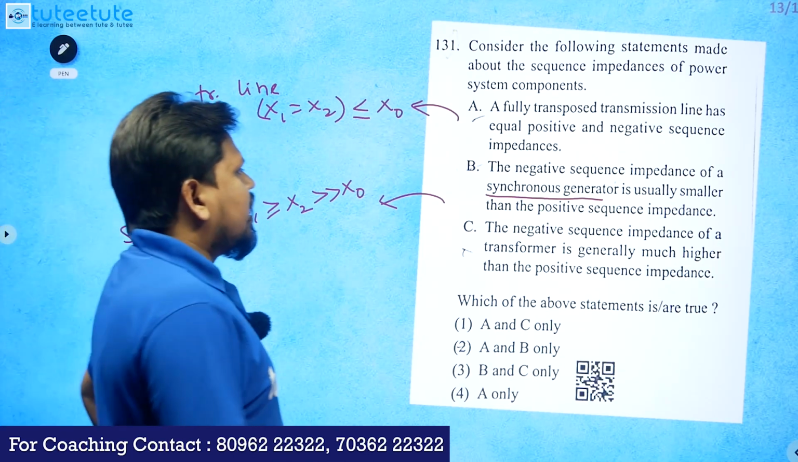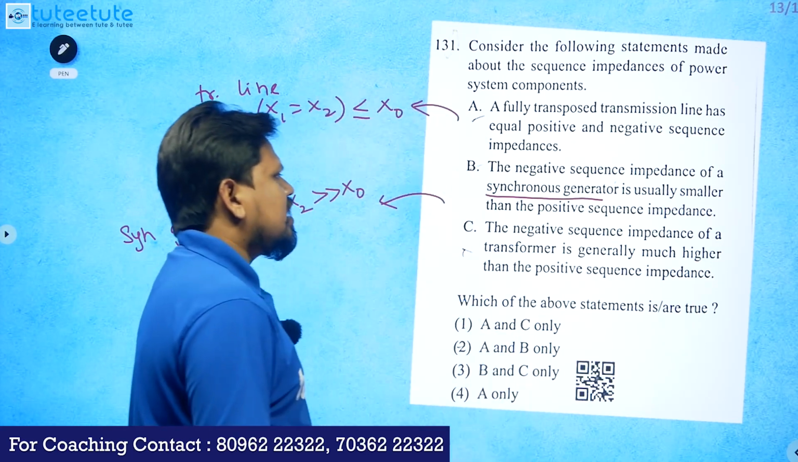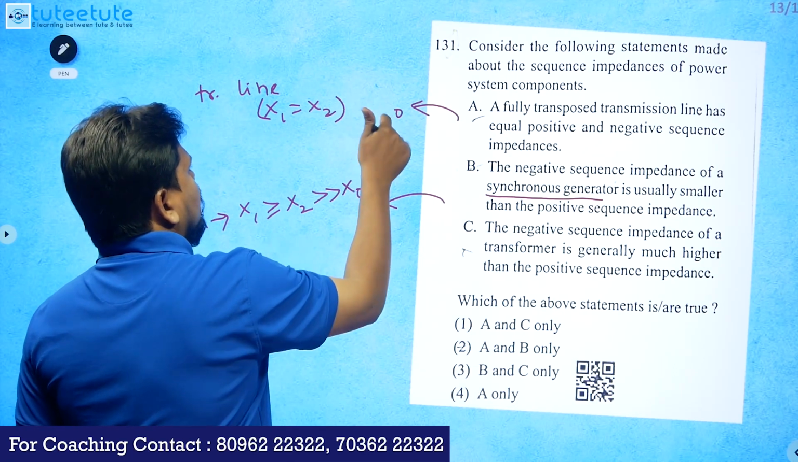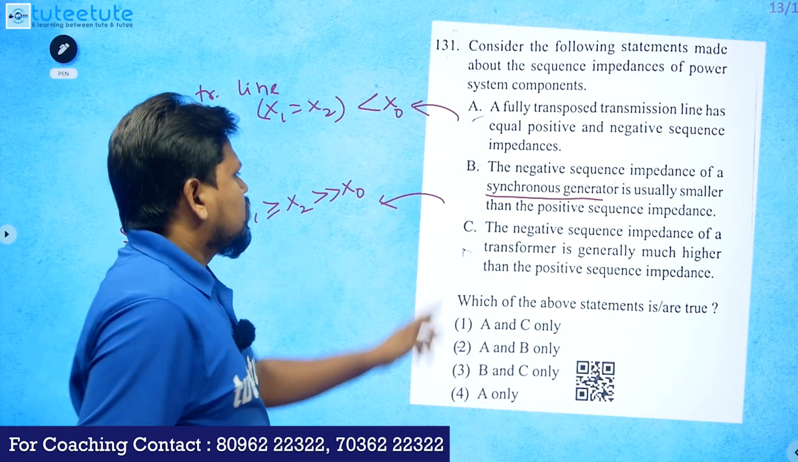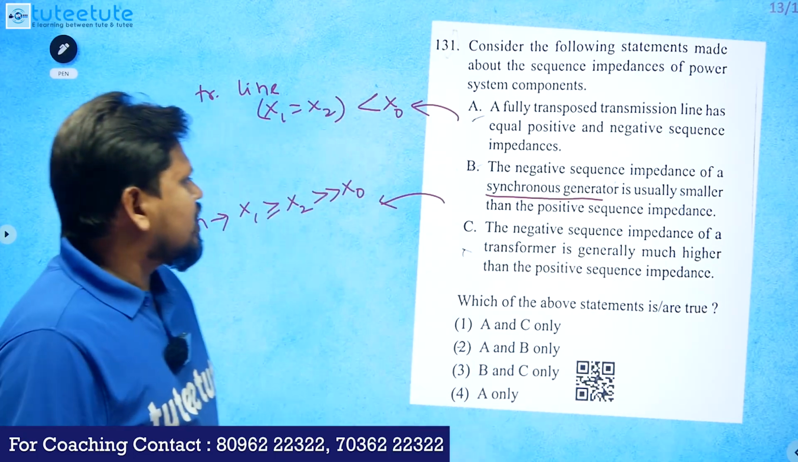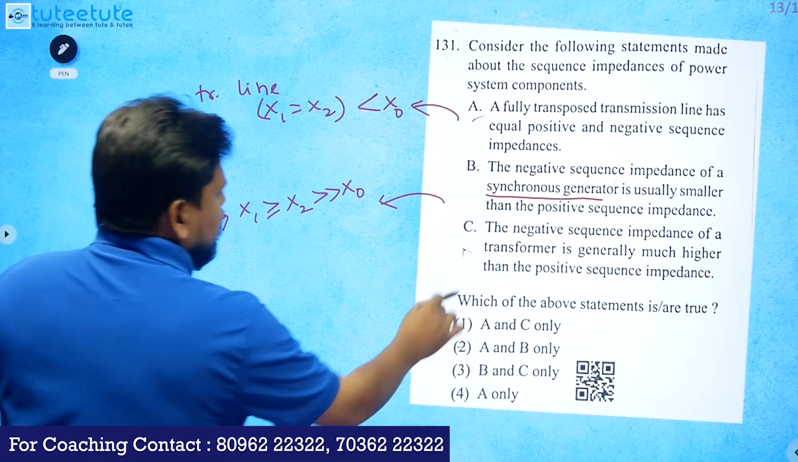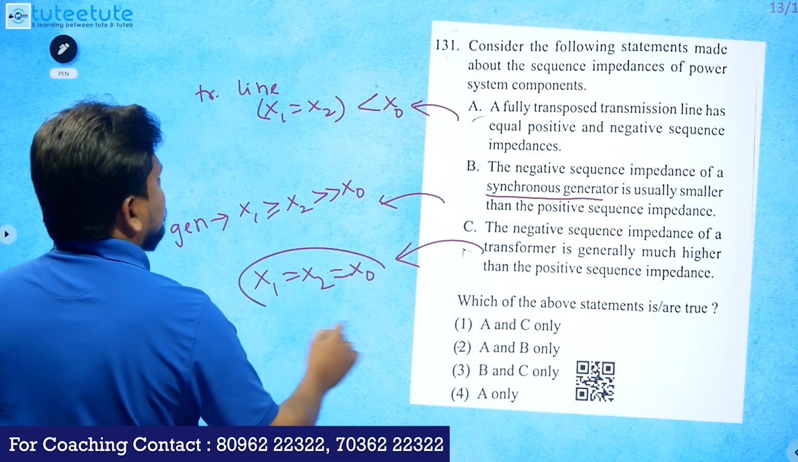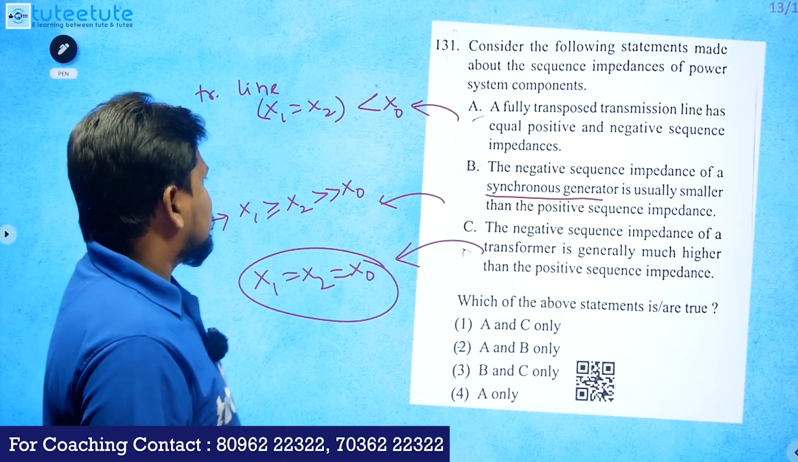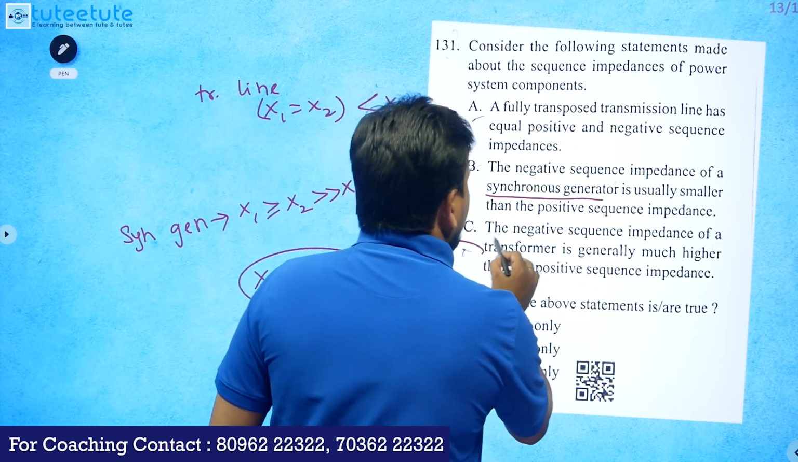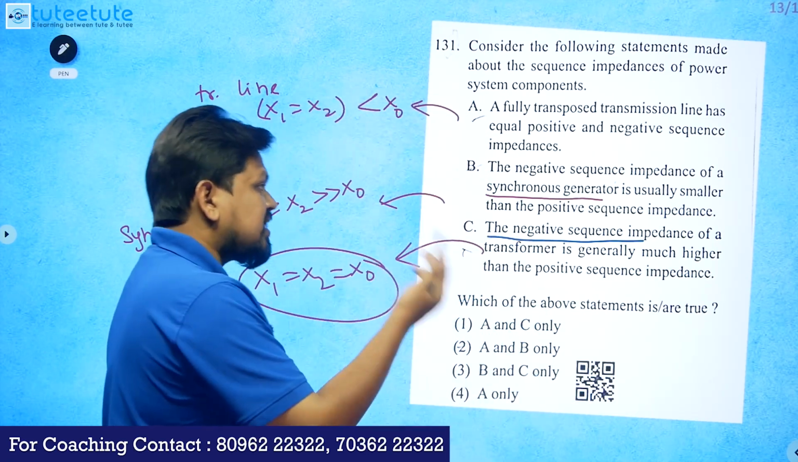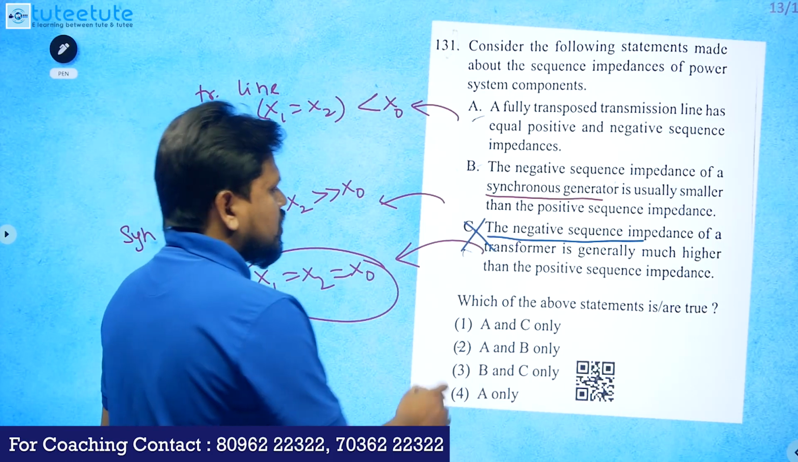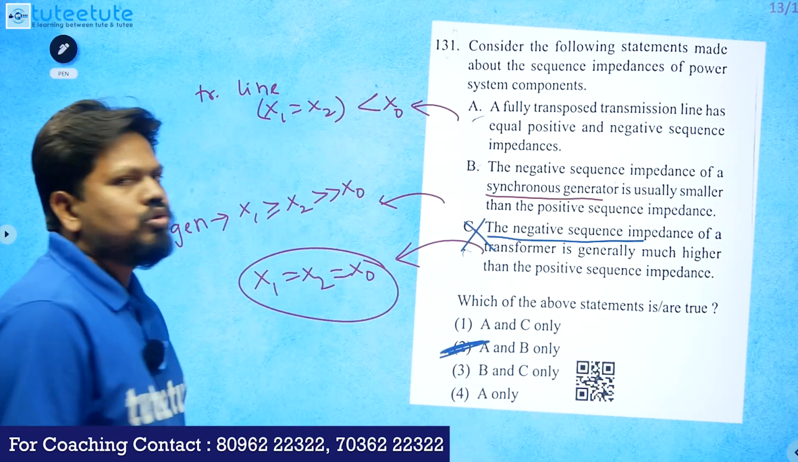Next one: the negative sequence impedance of a transformer is generally much higher than the positive sequence impedance. So it is not equal, it is greater, they say. Remember, for the transformer, x1 equals x2 equals x0. All the sequence impedances or sequence reactances are the same. So the statement that the negative sequence impedance of a transformer is generally much higher is wrong. Only A and B are correct, so option 2 is correct.